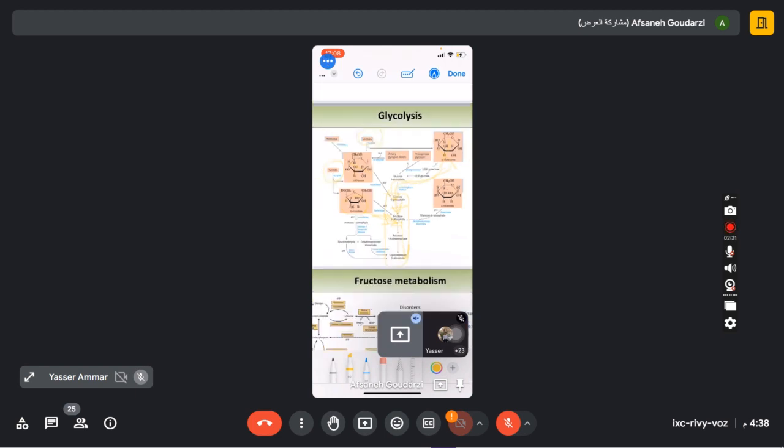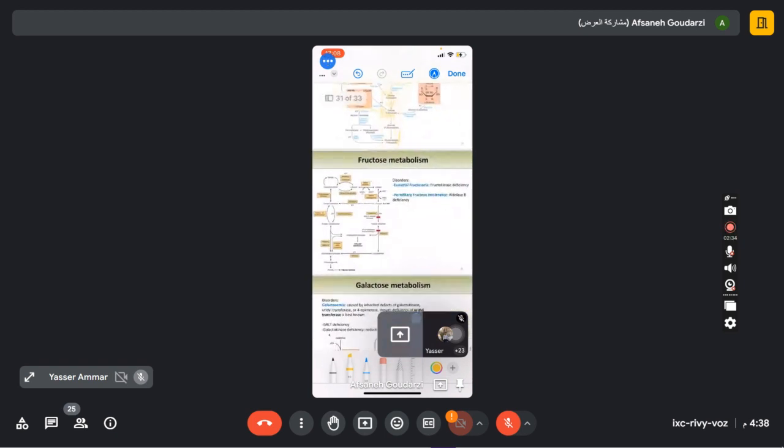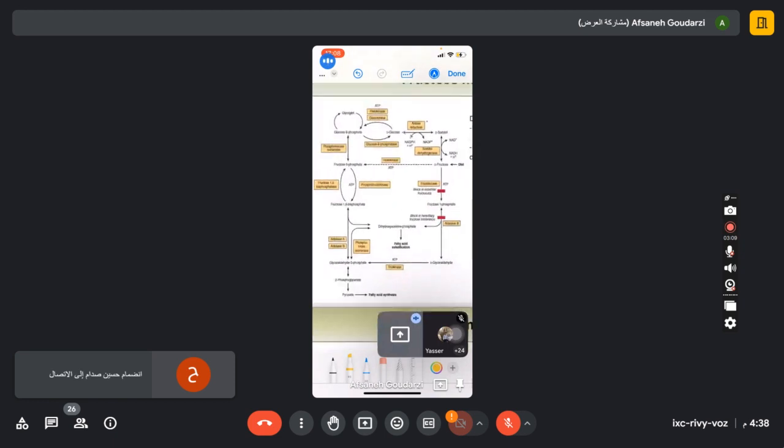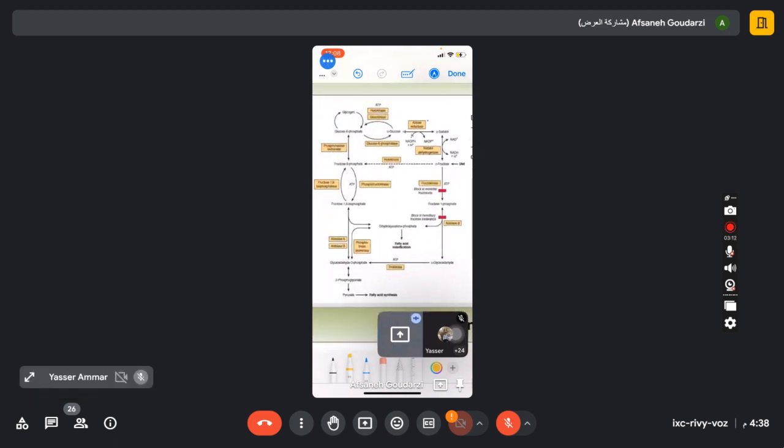So in the second slides of today, I want to talk about fructose metabolism in order to see how fructose could be metabolized in our body. For example, if you eat honey, in the honey we have sucrose, and sucrose could be digested by sucrase on the epithelial cell of our intestine. It changes to fructose and glucose, as you saw in the previous slide. Okay, so let's see how fructose could be metabolized in our body.